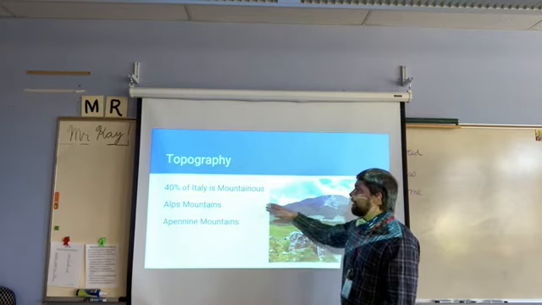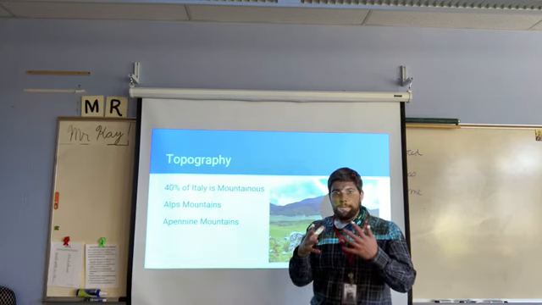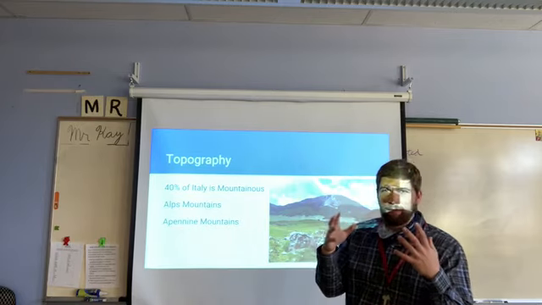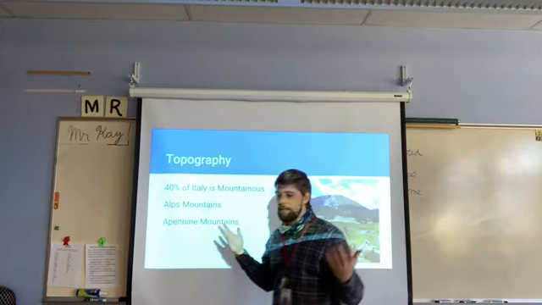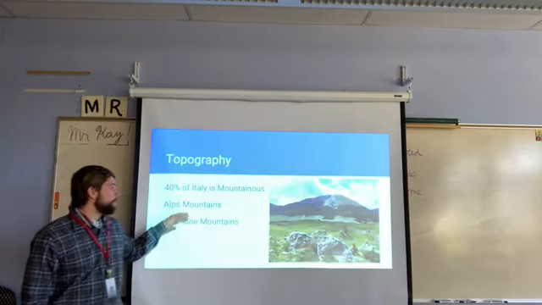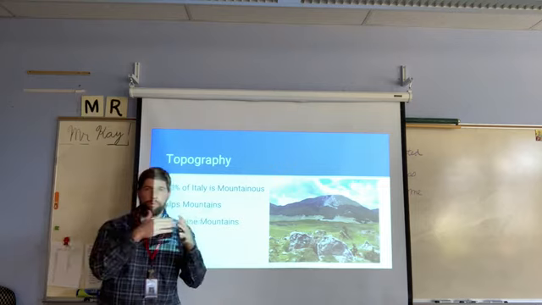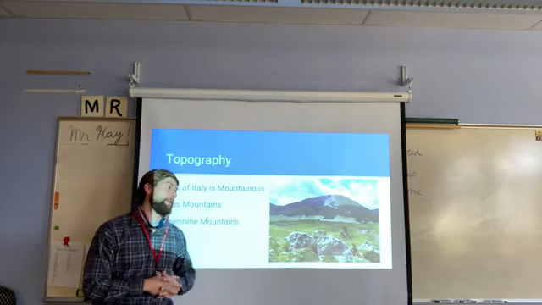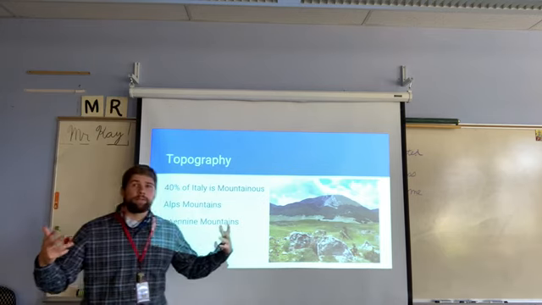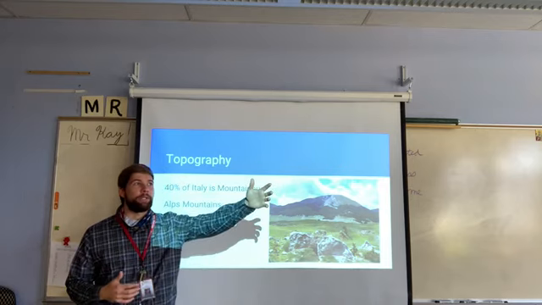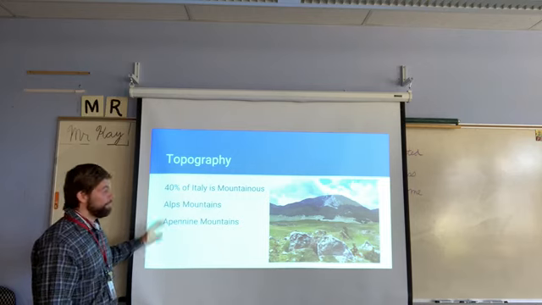And 40% of Italy is going to be mountainous terrain. So similar to Greece, Italy is going to have a lot of different mountains in its country. The two main mountain ranges that Italy has are the Alps Mountains up to the north, and the Apennine Mountains that go through the southern part and middle part of Italy as well. So one thing you need to know about the geography of Italy is it's very mountainous. Similar to Colorado, we have our beautiful mountains here. Well, in Italy, they also have large mountain ranges as well.